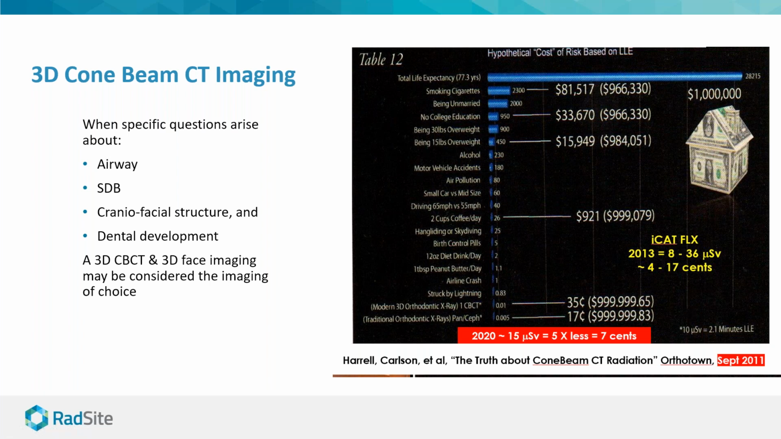What are you trying to look for? Are you looking for airway? Are you trying to assess maybe the anatomical reasons that sleep disorders, breathing may be part of it, or the craniofacial structure which goes along with that, and the dental development? And a lot of times what happens when you look at these is 3D ConeBeam and even 3D facial imaging may be considered the imaging of choice. So we have to kind of keep that in mind now.